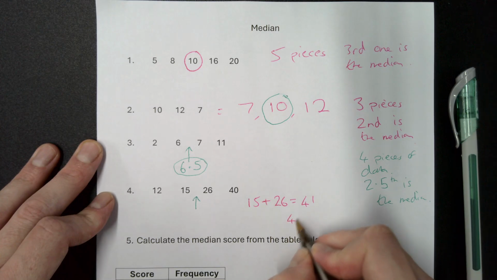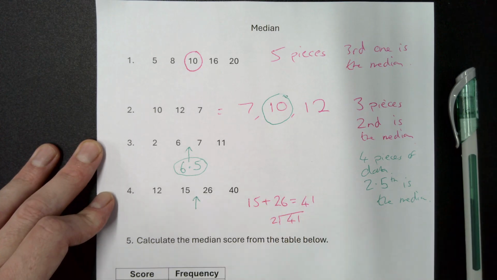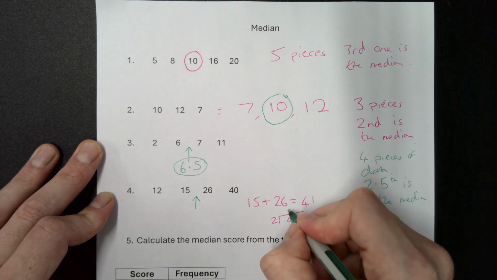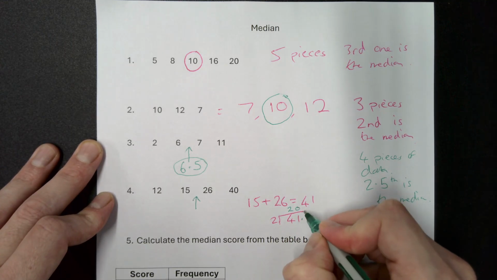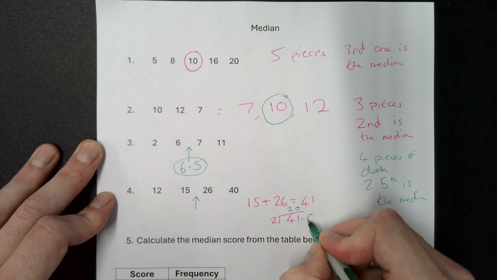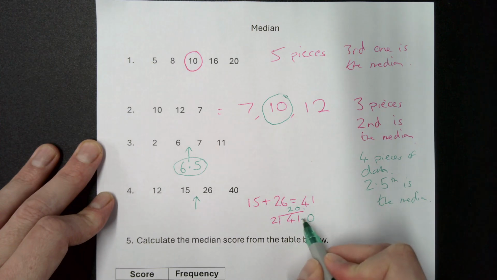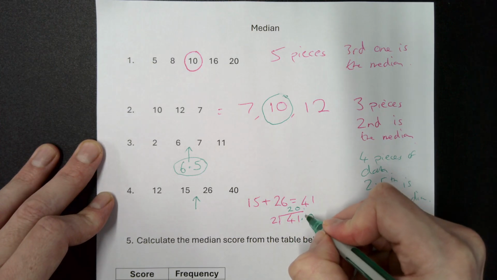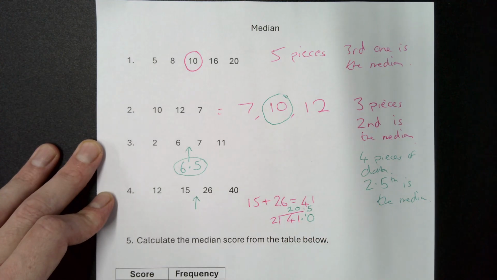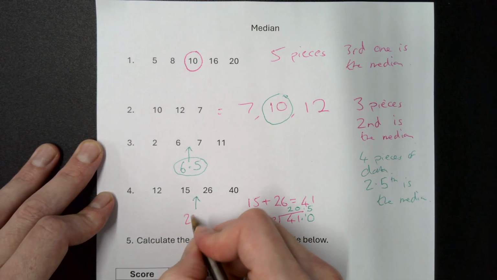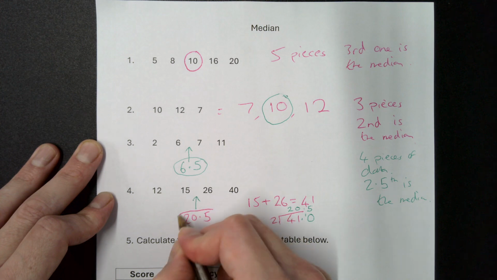So we have 41 divided by 2. 2 into 4 goes twice. 2 into 1 goes 0. Put your decimal point in, and you've got your 0 there. We carry the 1 across. How many 2s are in 10? It's 5. So the answer is 20.5 is the median.